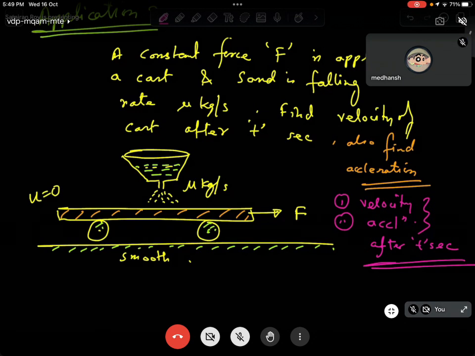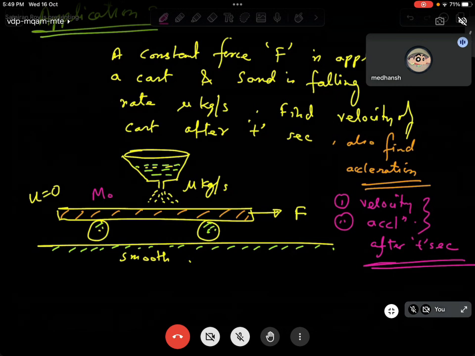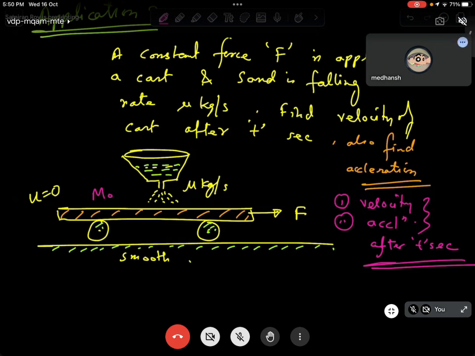Mass of the cart you take m naught. How it will be 0? Why minus? No. Sand is falling on the cart at a constant rate. You have to take from the frame of reference of cart. In cart, mass is adding.